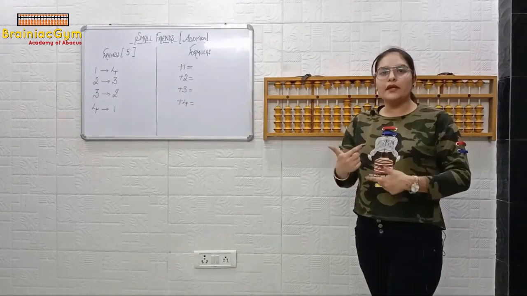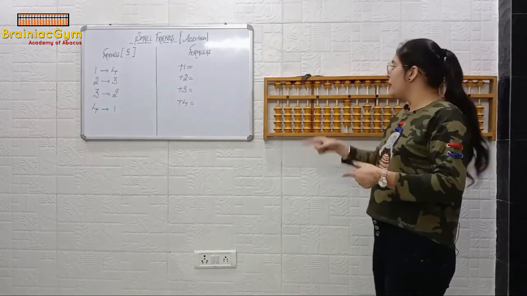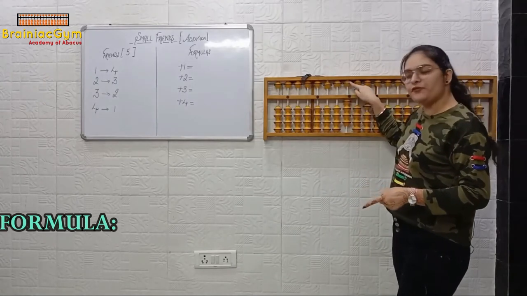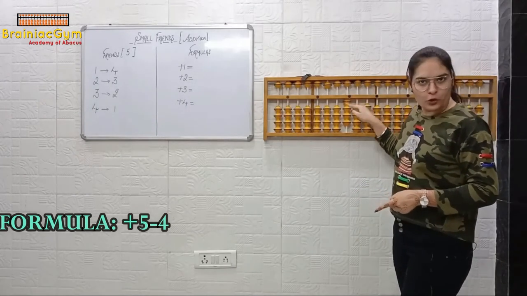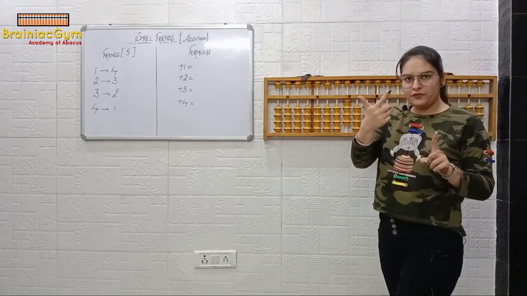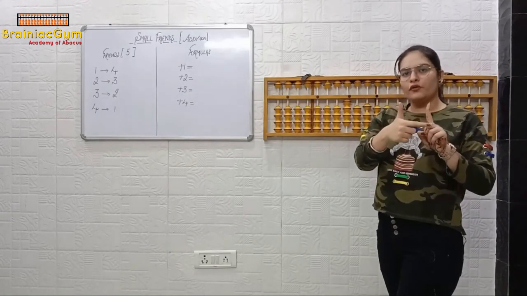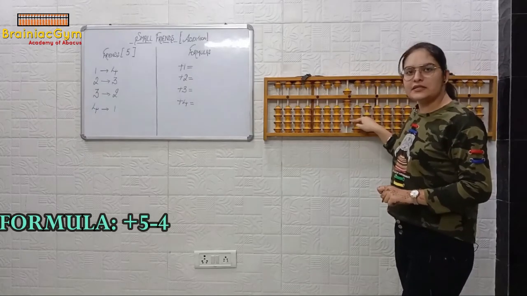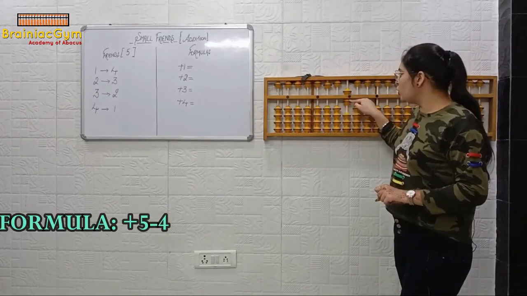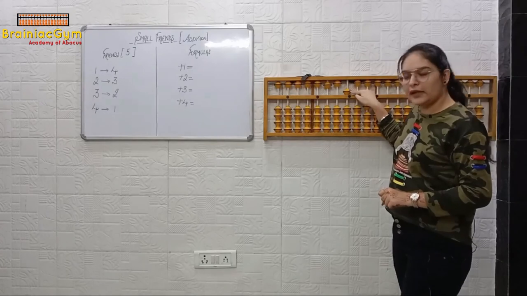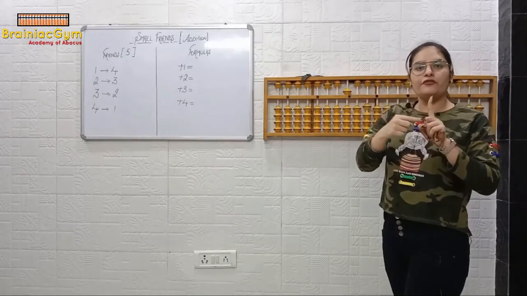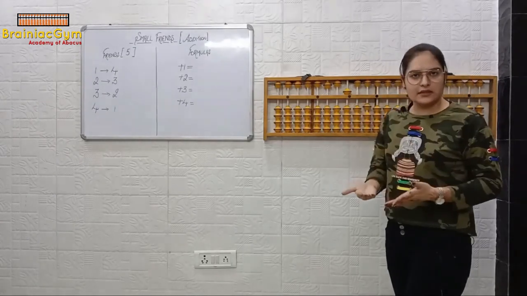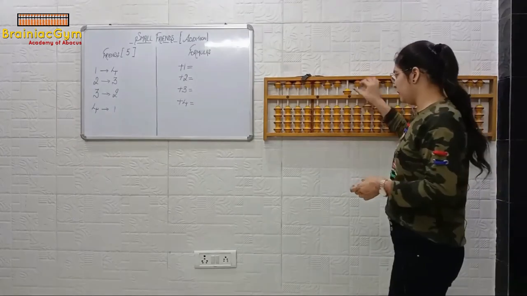So formula kya banega? Hum pehle usko orally bolenge. Plus 5 minus 4. Total small friends kitne hote hai? 5. Aur 1 ka friend kya tha? 4. So formula banega plus 5 minus 4. Jo hamare total friends hai, hum usko plus karenge, aur jo hamara 1 ka friend tha, hum usko minus karenge. Clear? Let's do it again.